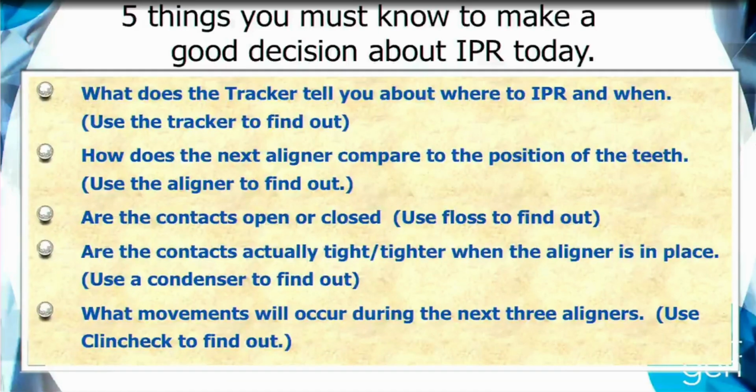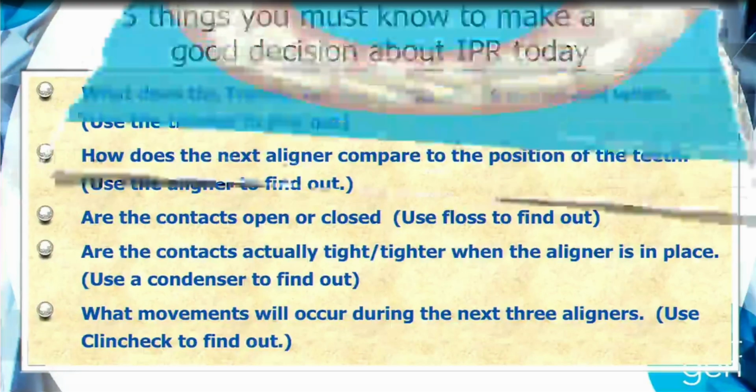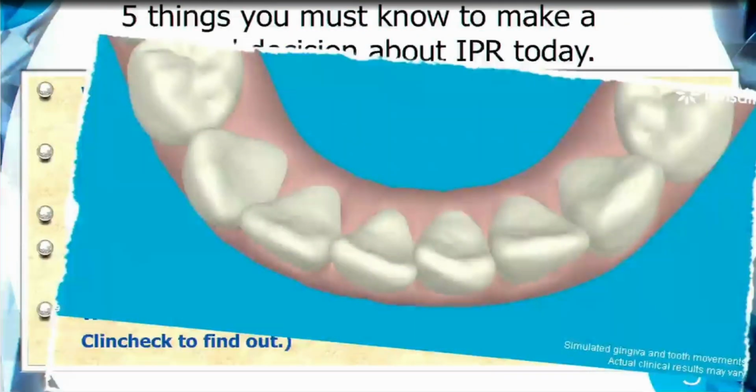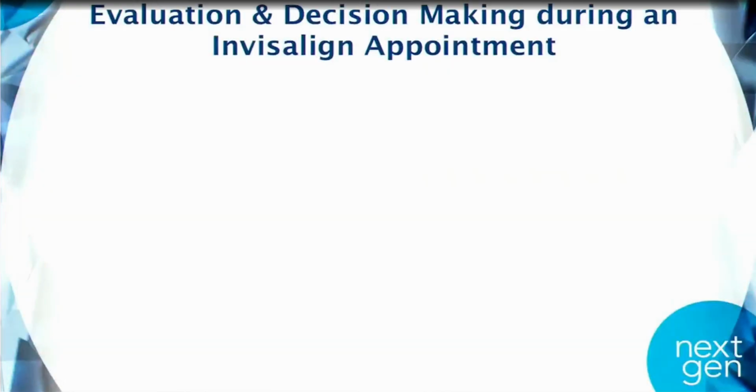Either do it now, or bring them back in 1 or 2 aligners and not wait till 3 so that I get it before they collide, before they overclose. So I generally elect, when I see those 3, to do it because I want to stay ahead of the collision anyway. So that makes it a little bit easier. Okay, so let's go to those 5.